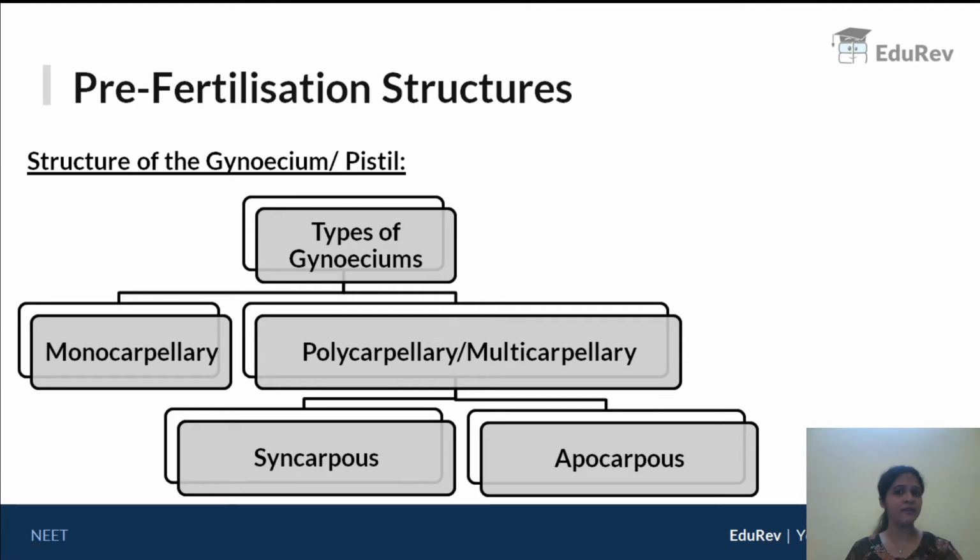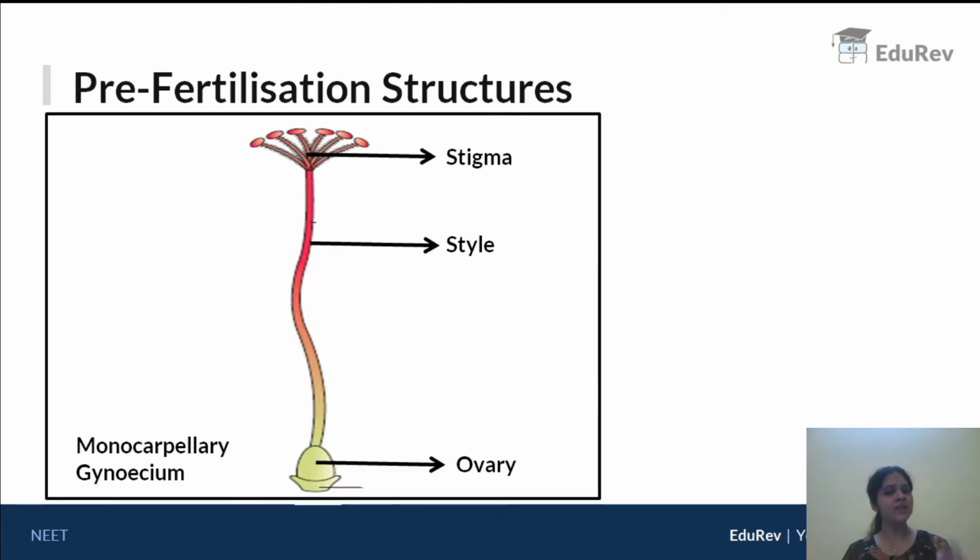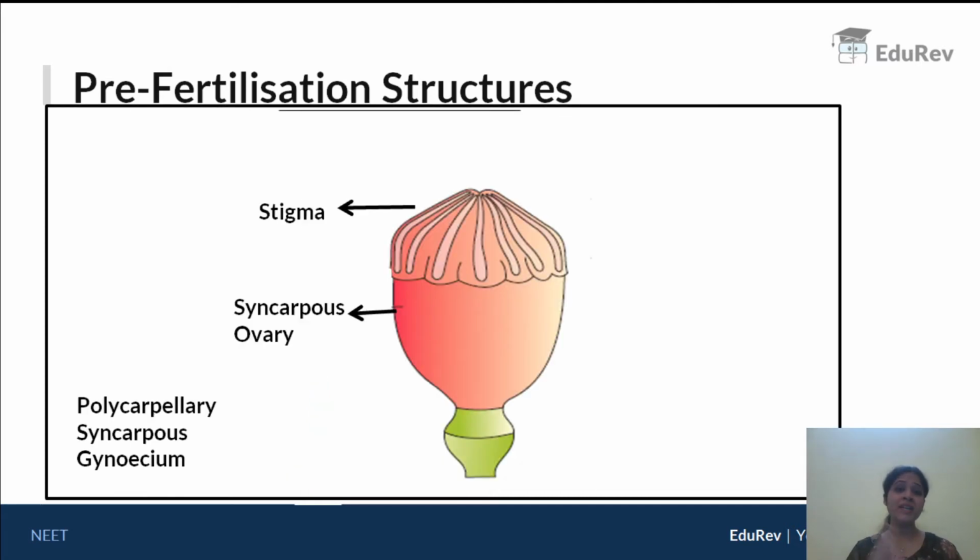Now let's look at figures of each of these types of gynoecium, starting with monocarpellary, a single carpel. So when we studied the previous figure of the pistil, a single stigma, style and ovary, we were talking about monocarpellary gynoecium. So this is a very simple form of the gynoecium. But let's take another example. Let's talk about polycarpellary gynoeciums. So this is polycarpellary with syncarpous. Syncarpous would imply that all the carpels or all the pistils must be fused.